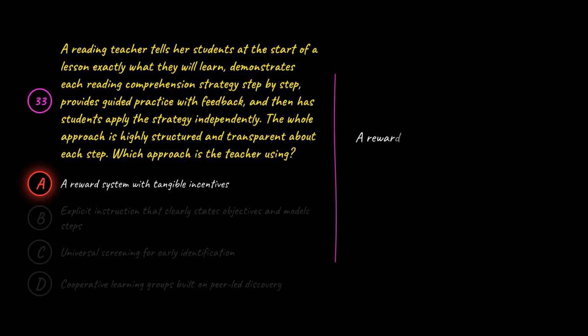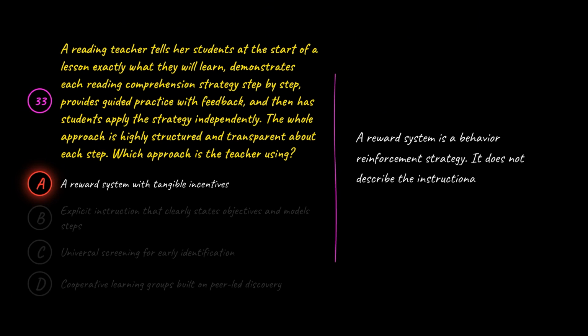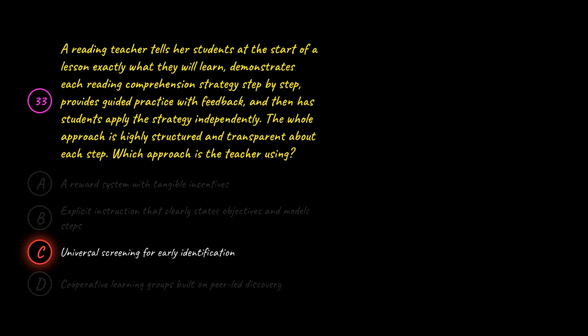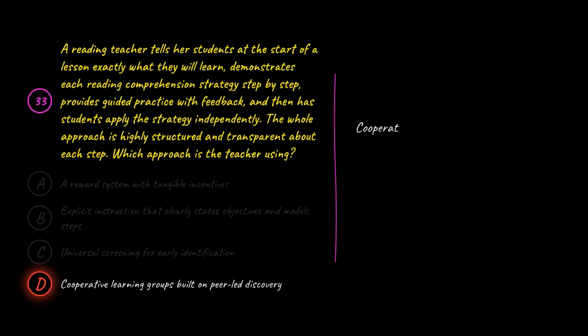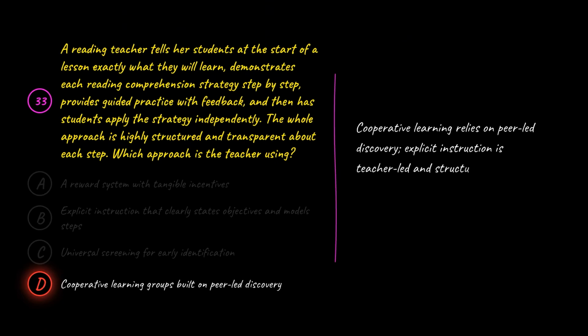A is wrong because a reward system is a behavior reinforcement strategy. It does not describe the instructional structure being used. C is wrong because universal screening is an assessment activity that identifies students for support. It is not a teaching method. D is wrong because cooperative learning relies on peer-led discovery. Explicit instruction is teacher-led and structured. The 2 approaches sit at opposite ends of the spectrum.